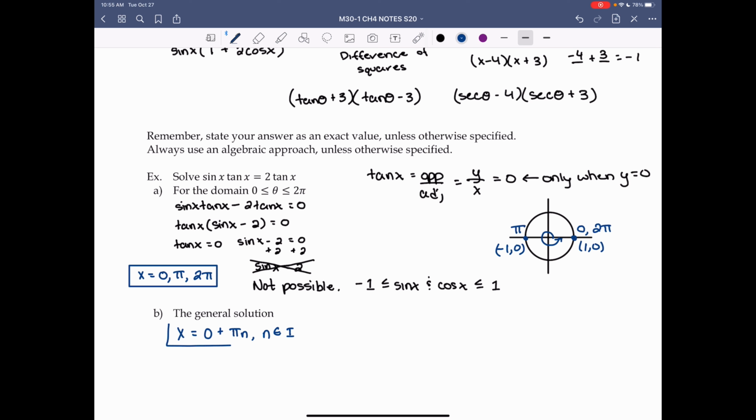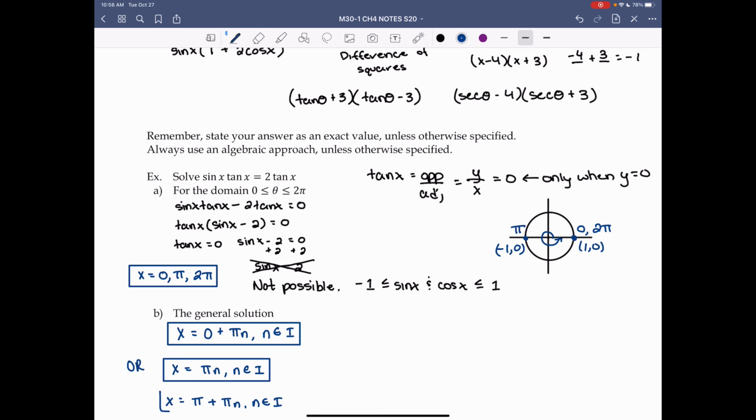But we can simplify that. Instead of writing 0 plus, because really that doesn't do anything, we can just write x equals pi n, where n is an element of the integers. Or we could also write it, because technically pi is our smallest positive angle, as pi plus pi n, where n is an element of the integers. Any of those three would be correct.